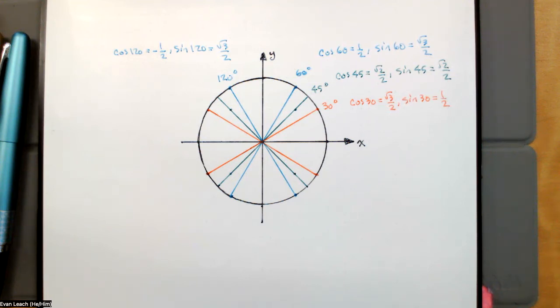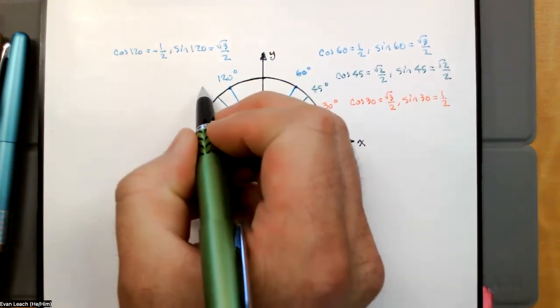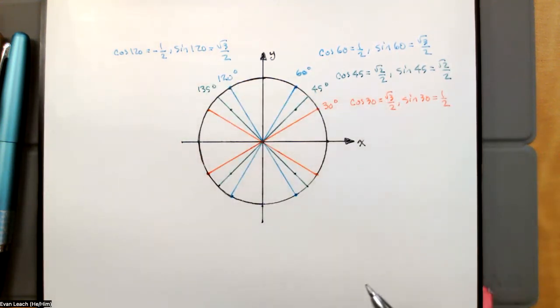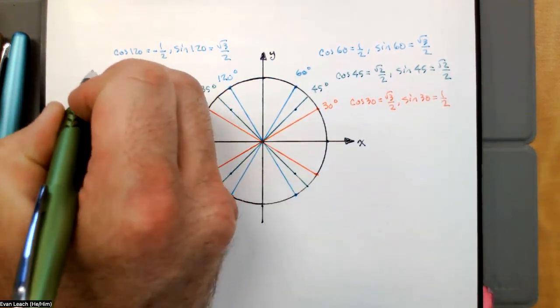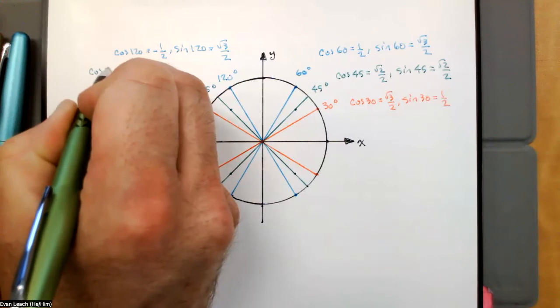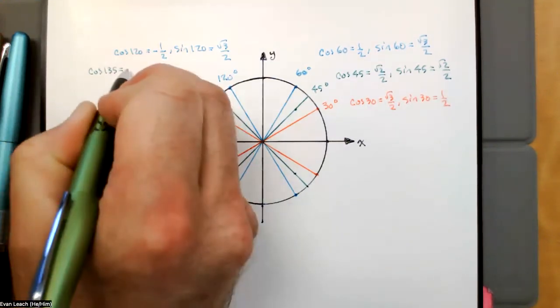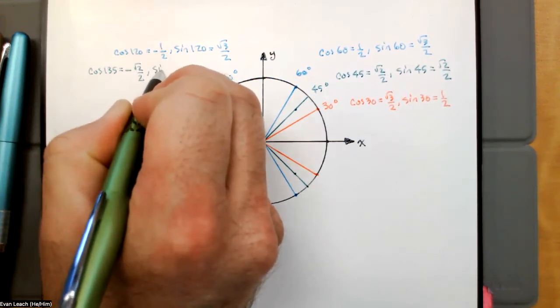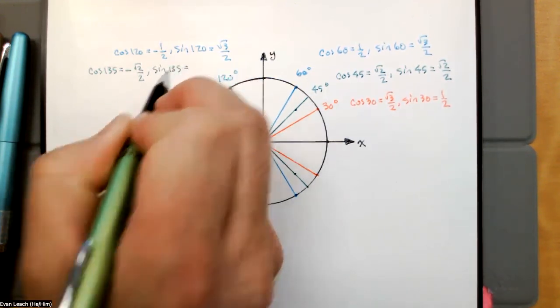A 45-degree reference angle in quadrant 2 corresponds to 135 degrees in standard position. So our values are going to be root 2 over 2 and root 2 over 2, but the cosine will be negative because we're in quadrant 2. So cosine of 135 is negative root 2 over 2, and sine of 135 is positive root 2 over 2.